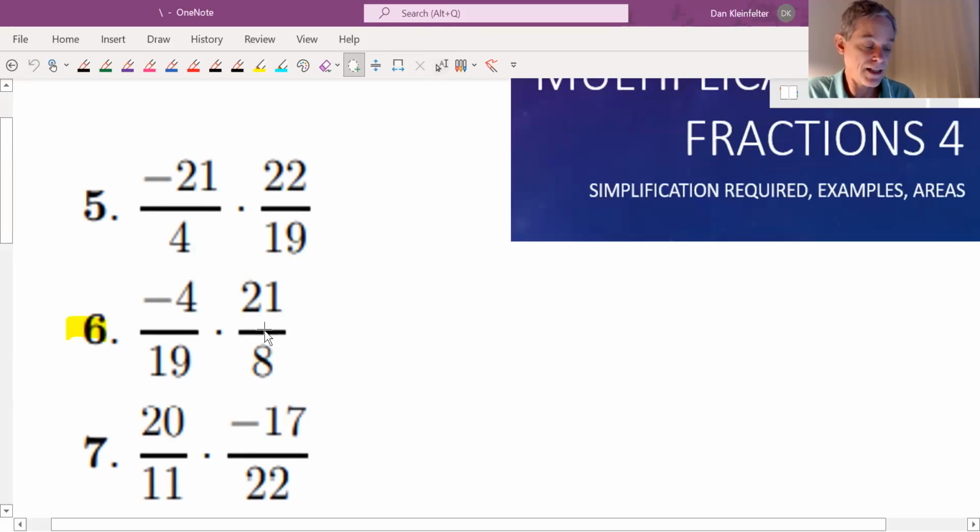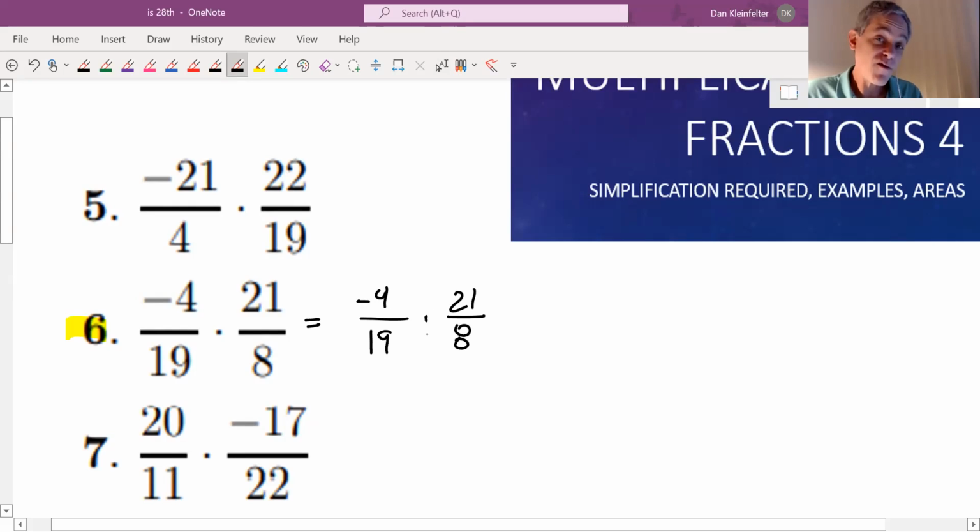We have negative 4/19 times 21/8. Let me first just recopy the problem slightly, and then we'll see what simplification can happen. The negative 4 and the 8 both have a common factor of 4, which we'll divide out. Negative 4 divided by 4 is negative 1, and 8 divided by 4 is 2. It doesn't appear that there is any other simplification that can be performed, so let's just multiply across. We have negative 1 times 21, which is negative 21, and then 19 times 2, which is 38.